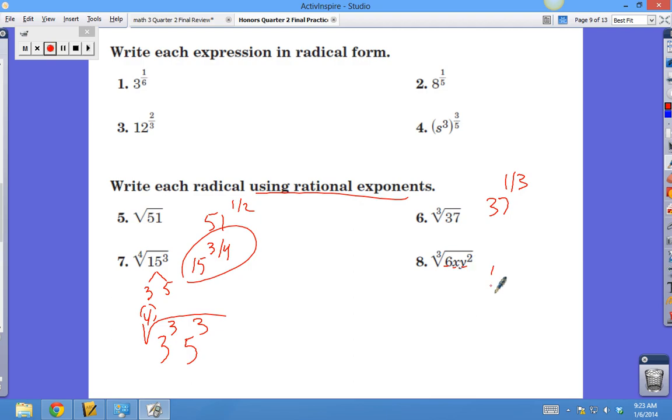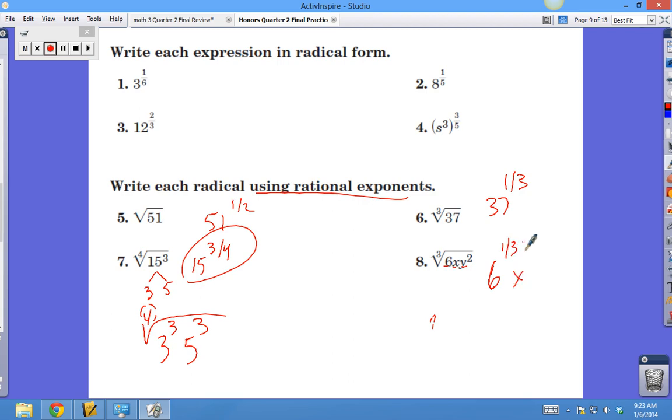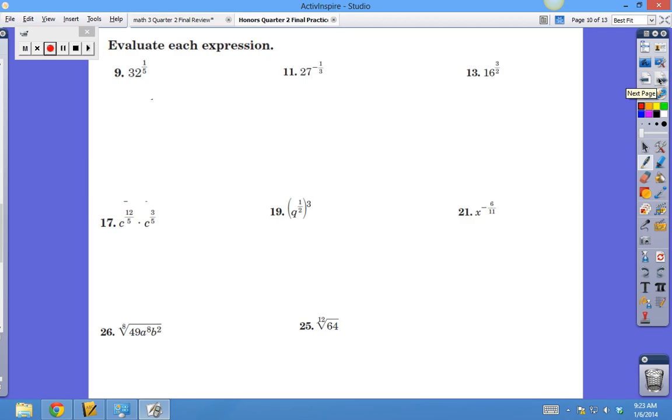So let's do them one at a time. This is going to be 6 to the 1/3, x to the 1/3, and y to the 2/3. Okay. Ah, man, we're gonna run out of time. So let's just do a few of these.